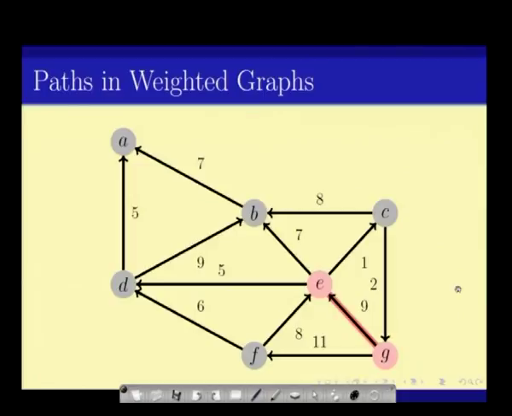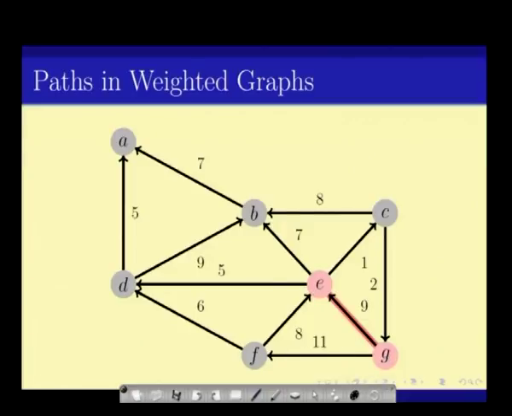Say let us take E, and I claim that the distance of E from G is just 9. Why? If there exists some other path, say this path, which is shorter than this path, since I am looking at only positive weights, in that case the weight of this edge must have been less than the weight of this edge, in which case we would have chosen this edge first.